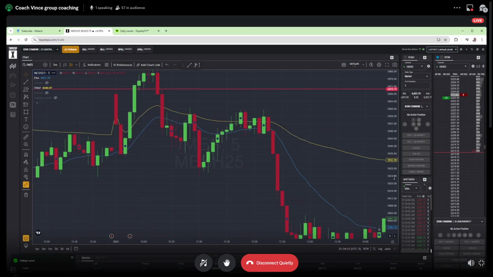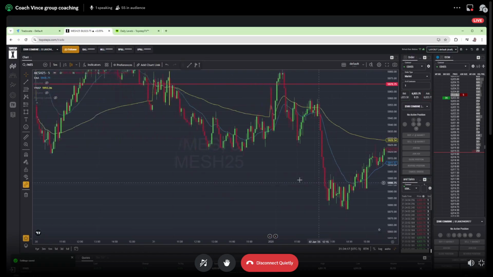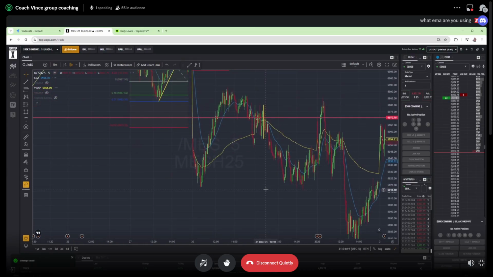Okay, and then you can actually go back a whole year, 2 years, and check every open range trade and see if it was profitable or not. 20-day EMA.